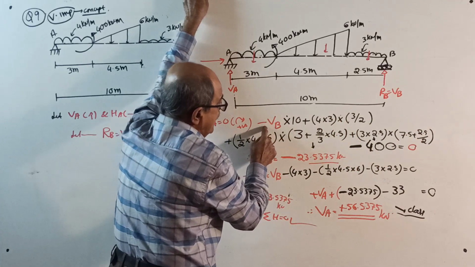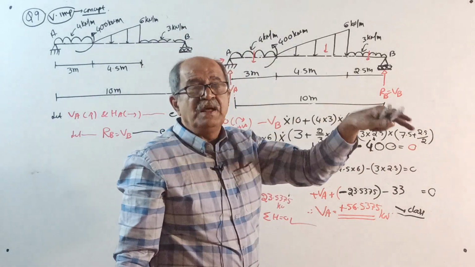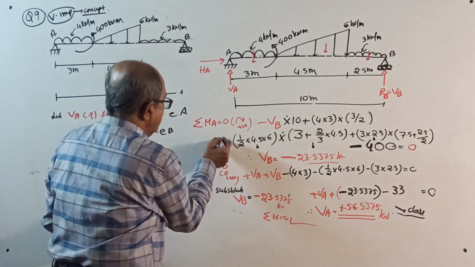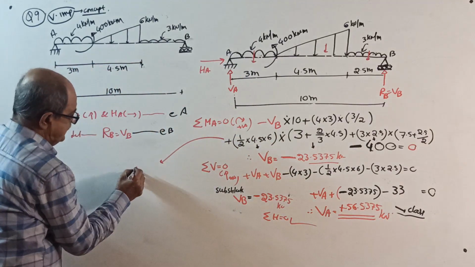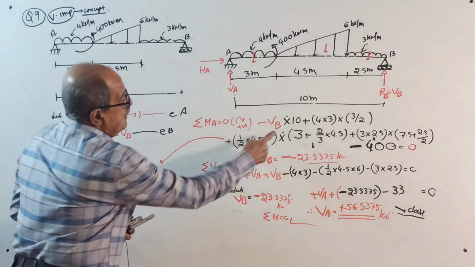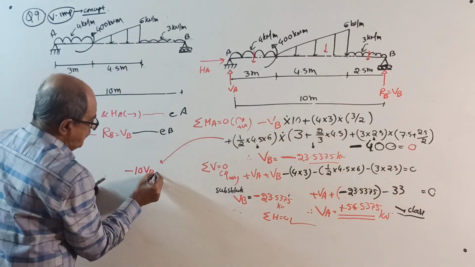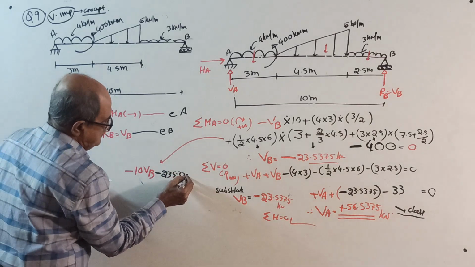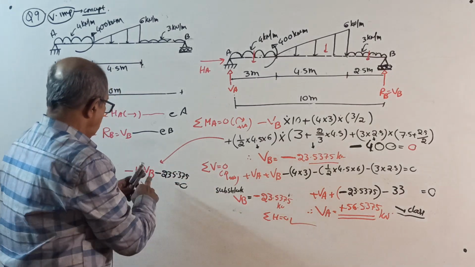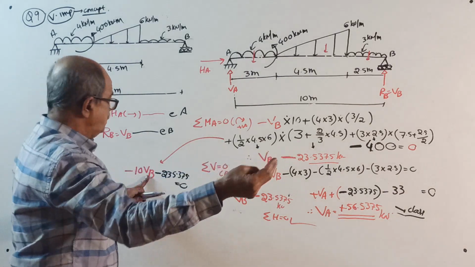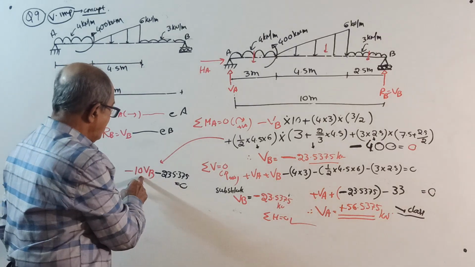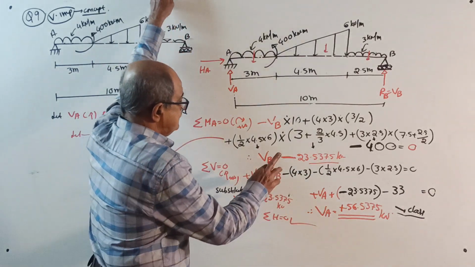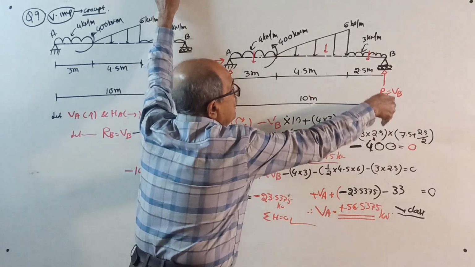So it will come minus VB into 10 minus a number. That number will be minus 2. When you simplify this equation, it will come minus 10 VB, then minus 235.375 equal to 0. Therefore, VB equal to, if I take that side positive, but negative is there, this number divided by 10, minus 23.5375 kilonewton. Okay, then, minus sign you got, but don't worry, VB is still taken upwards only.